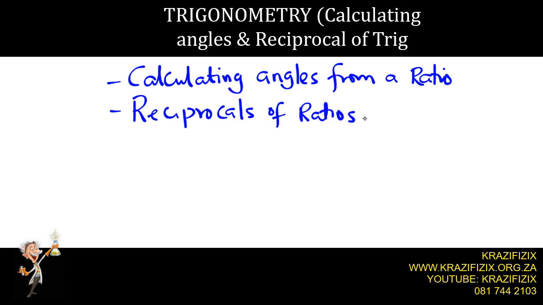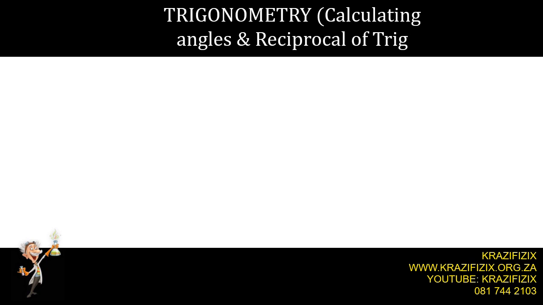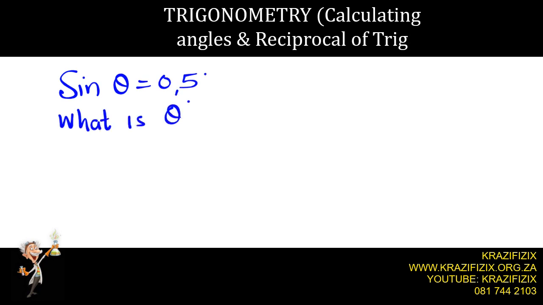How to calculate angles from a given ratio. For example, given that sine of this angle theta equals 0,5, what is the value of this angle? There is a particular angle that will give us 0,5. What is that angle? Alright, this is what we do.